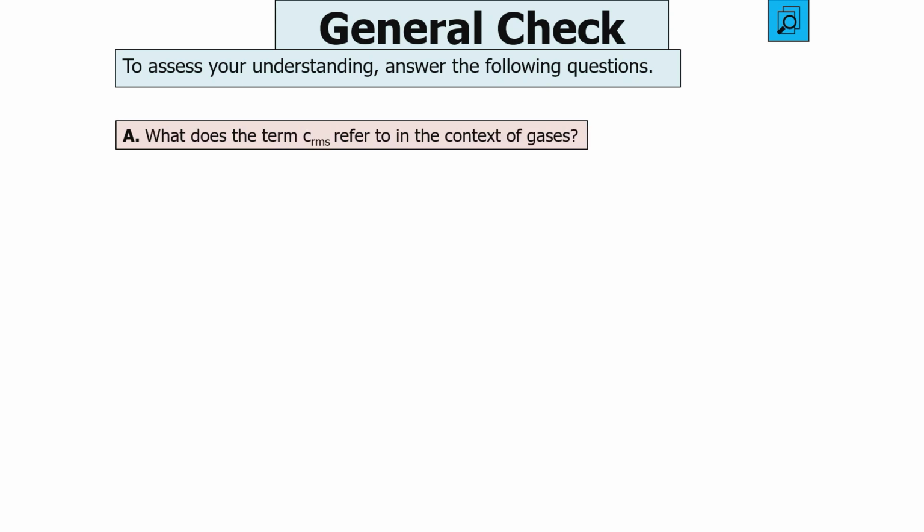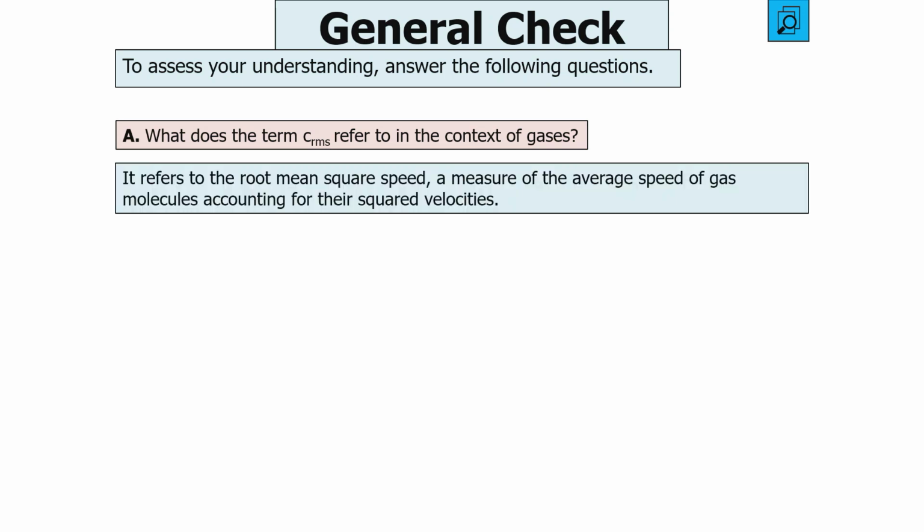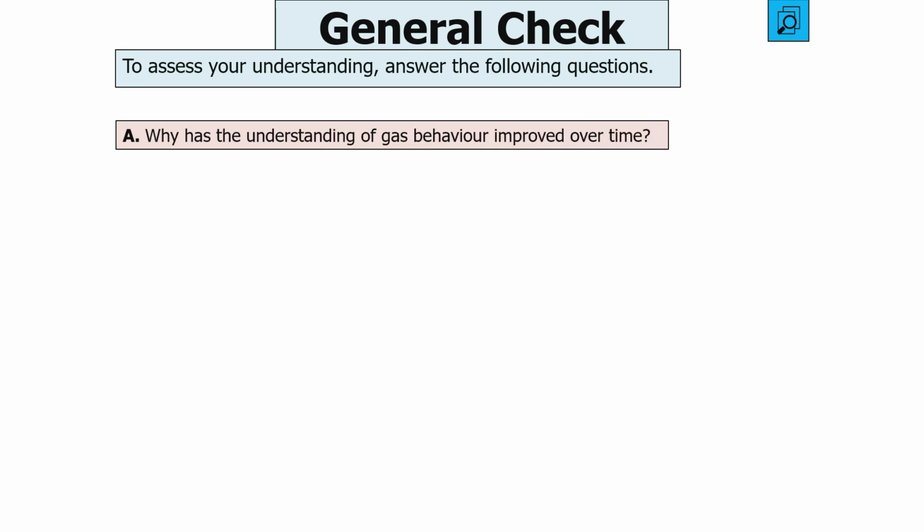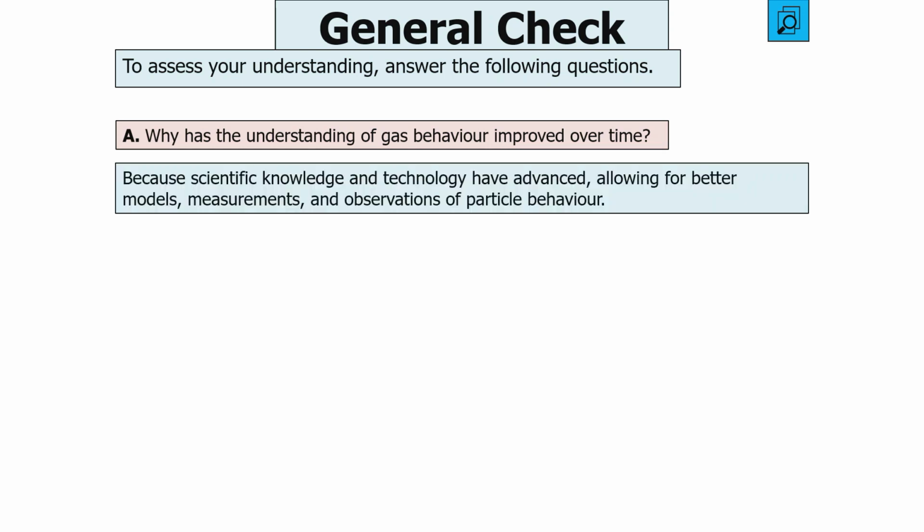What does the term CRMS refer to in the context of gases? It refers to the root mean square speed, a measure of the average speed of gas molecules accounting for their squared velocities. Why has the understanding of gas behaviour improved over time? Because scientific knowledge and technology has advanced, allowing for better models, better measurements and better observations of particle behaviour.